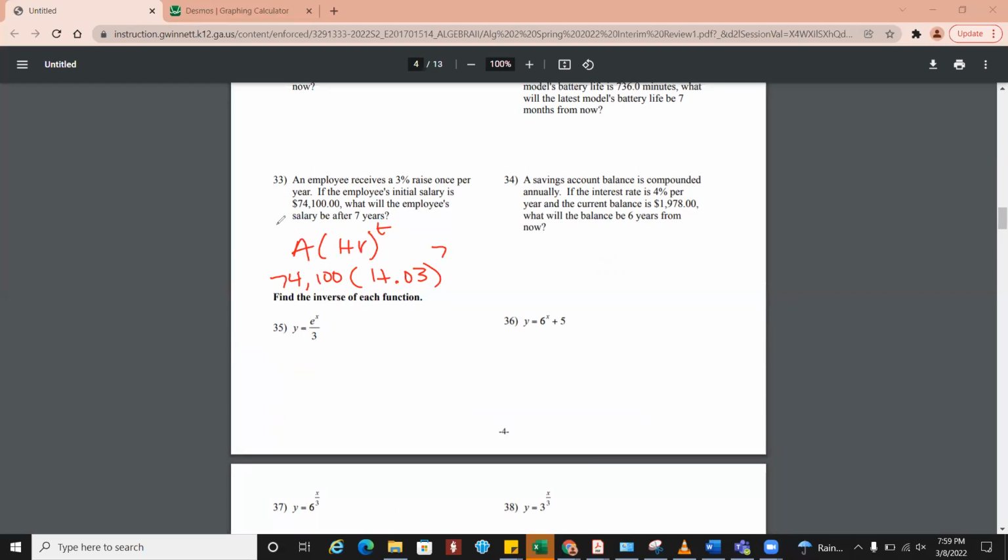So remember, a is going to be your initial or your y value, like your y-intercept. r is going to be your rate or whatever percent they gave you. Just make sure you change it to a decimal. And then the number of years is going to be that t. Okay, so you'll plug all of that into your calculator.